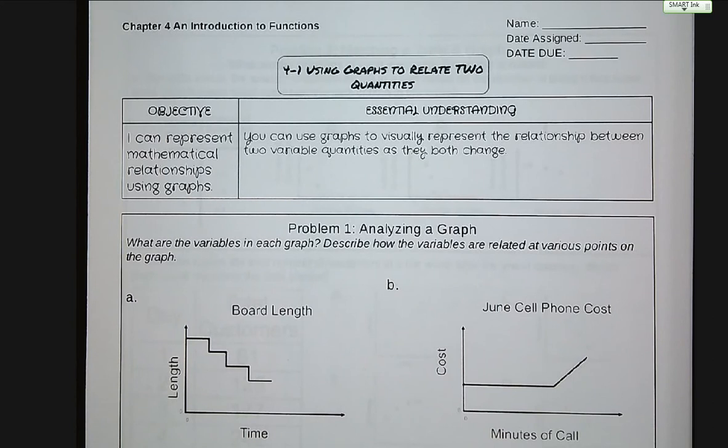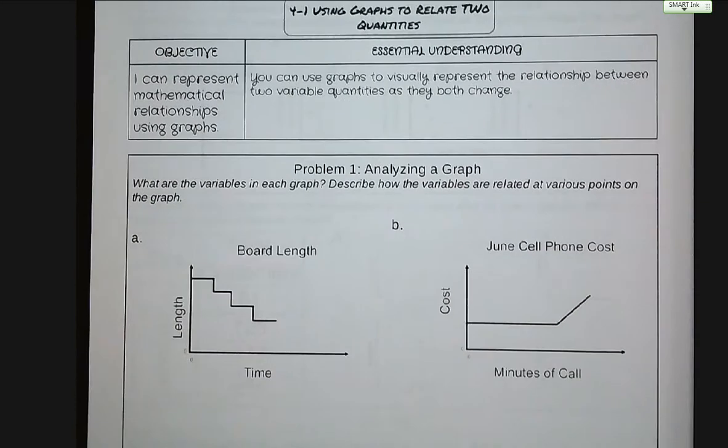Our objective for this lesson is that I can represent mathematical relationships using graphs. And the essential understanding is that you can use graphs to visually represent the relationship between two variable quantities as they both change. So problem number 1 is analyzing a graph.